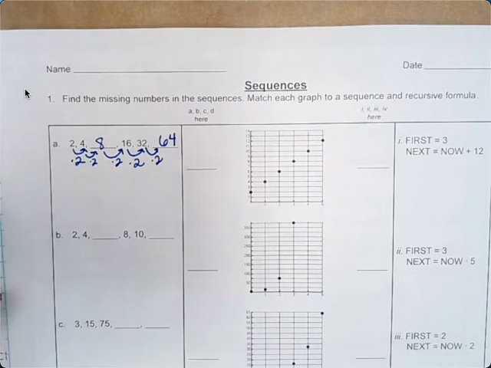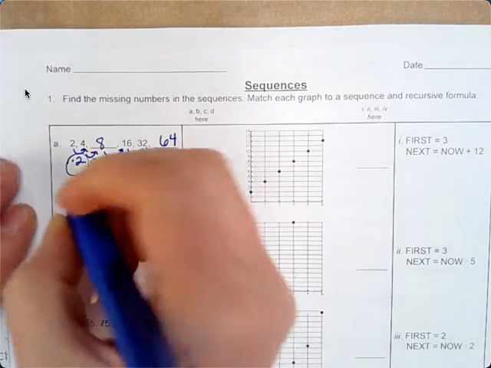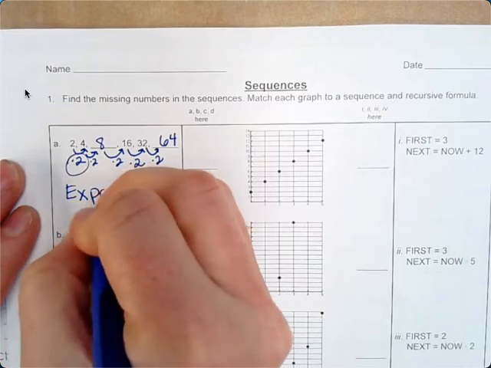What kind of function is this? We've talked about linear and exponential. It has a constant rate, but is it linear or is it exponential? Okay, why is it exponential? Yep, because of the multiply, it's an exponential function.